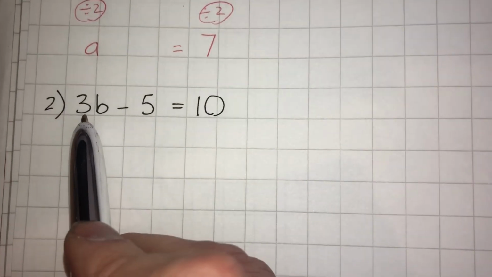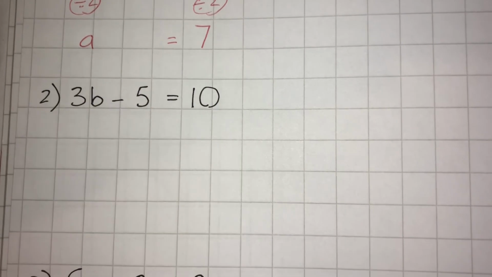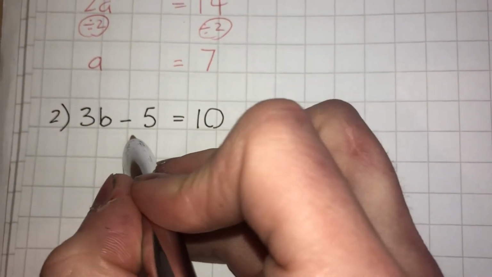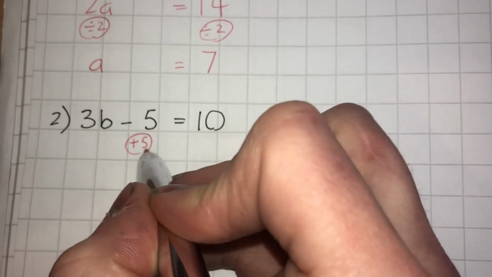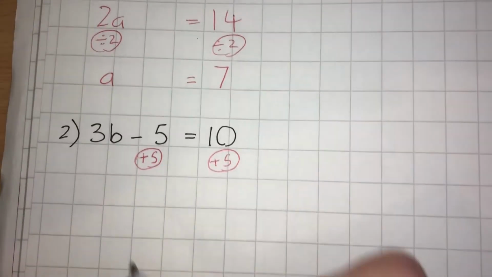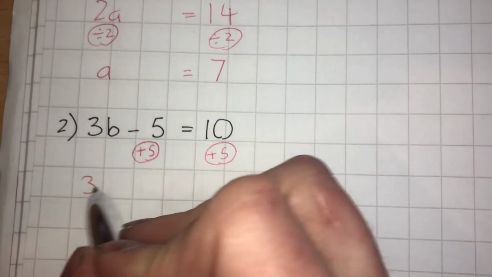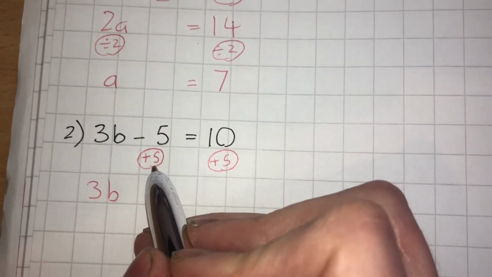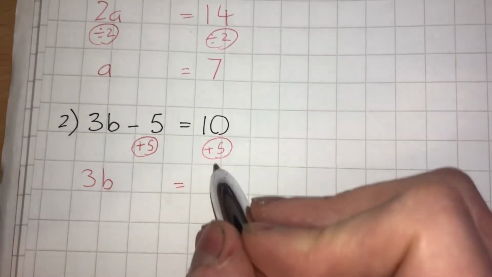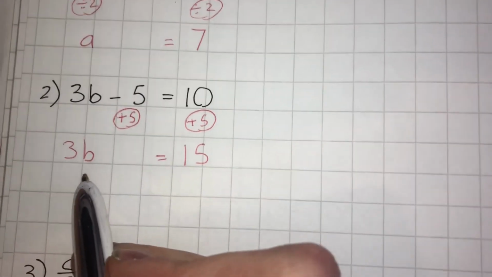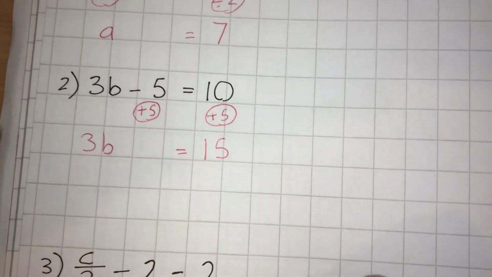I need to get rid of this multiply by 3 and the take away 5. I'm working backwards, I'm going to get rid of the take away 5 first. So I add 5, do the opposite, but I have to add 5 to the right hand side as well. So now what I'm left with is, I haven't done anything with that 3 yet. 3b minus 5 plus 5 is 0, so it's gone. 10 plus 5 is 15. So now I have 3 times b equals 15.